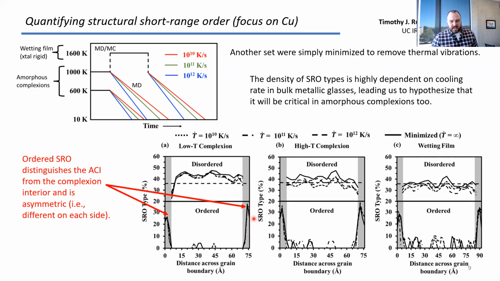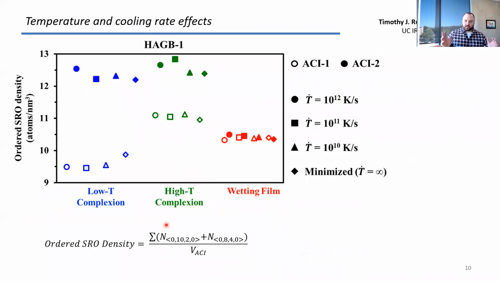But another thing we notice is that those peaks on either side are not symmetric. So in this example I've pointed out, it's much higher. It's at 35, 36% ordered on the right side and only at 25% ordered on the left side. Right? So we're going to start to look at that ordered short range order as a metric of what's happening at those amorphous crystalline interfaces.